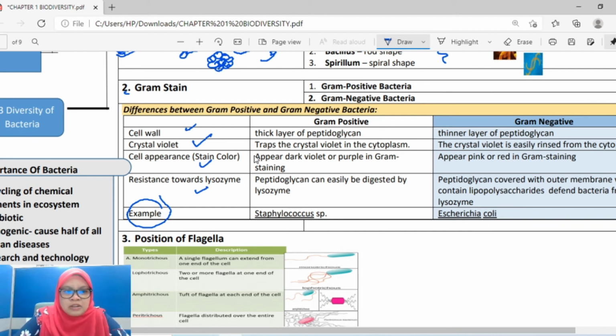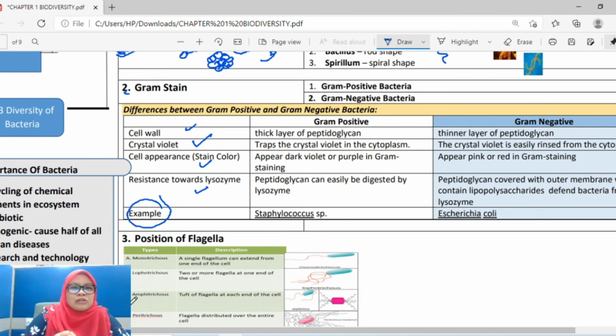So in terms of resistance to lysozyme, so gram-positive bacteria, the peptidoglycan can easily be digested by lysozyme. So it means that this type of bacteria can be killed easily lah. Compared to gram-negative, the peptidoglycan layer with outer membrane contain lipopolysaccharide layer. So this lipopolysaccharide layer is actually extra defense barrier for the bacteria.